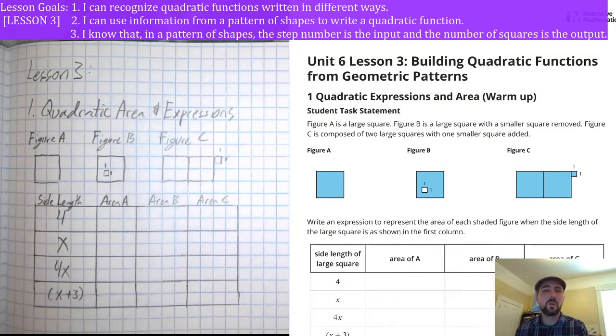Hey everybody, welcome to lesson 3, building quadratic functions from geometric patterns. This video is going to cover the first problem, the warm-up.